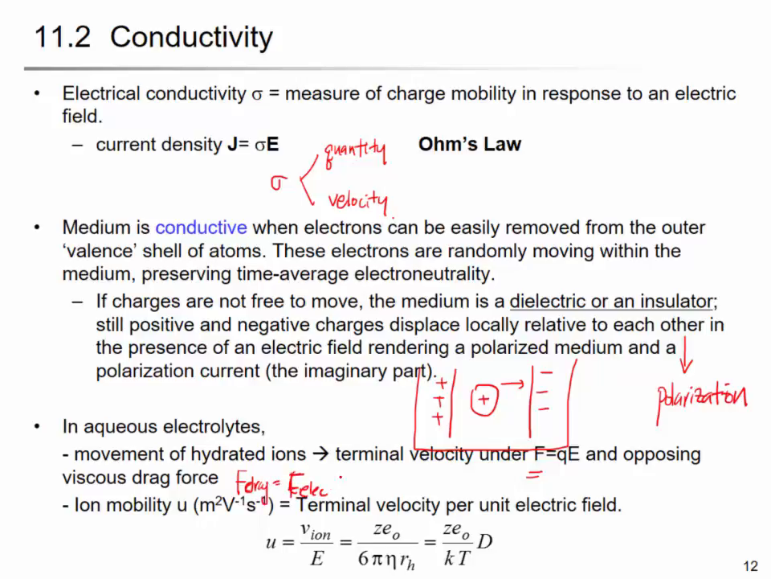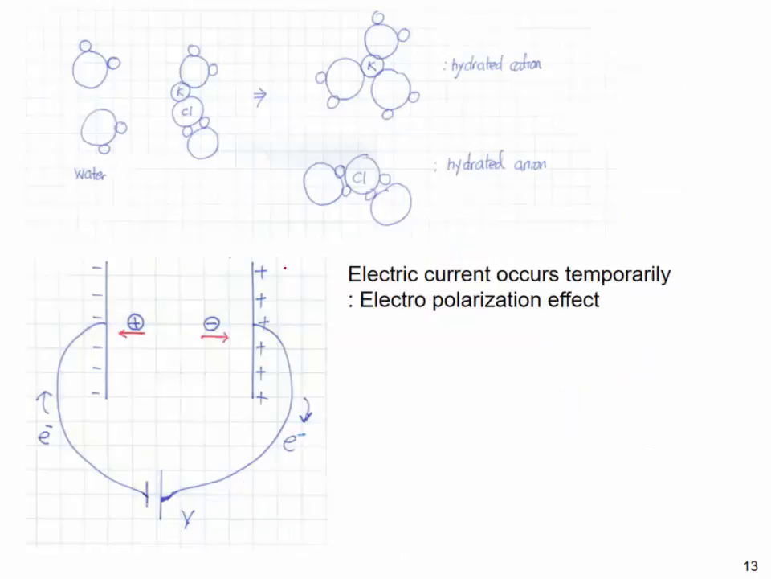Sorry, do that. And this gives you the ion mobility U. So let's do it together here. When you add a salt to water, for example potassium chloride, the water will take apart the cation and the anion, and they are going to be hydrated. The potassium ion will be hydrated by water molecules, and also the chloride anion will be hydrated with water molecules. And this will move together as a cluster.